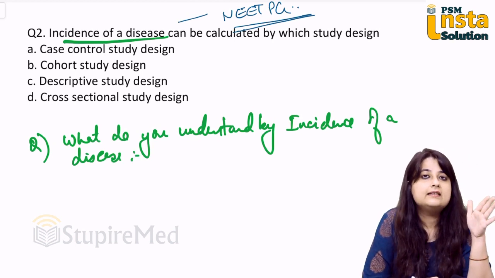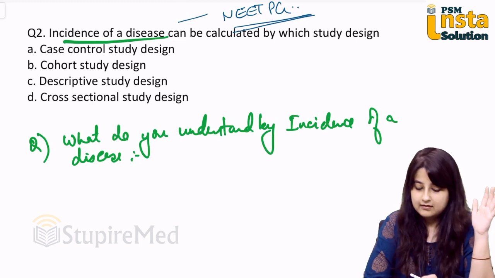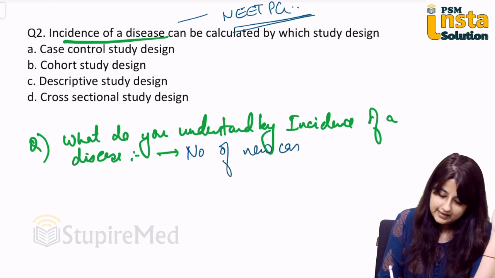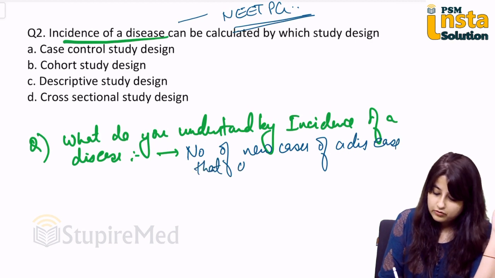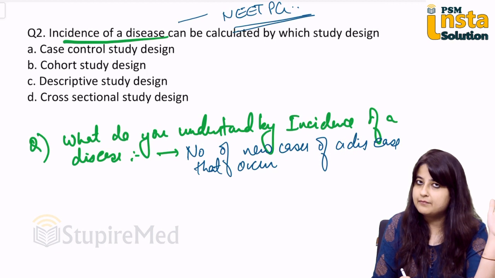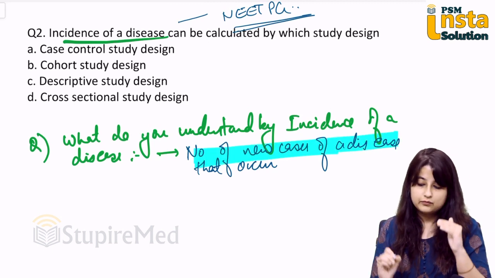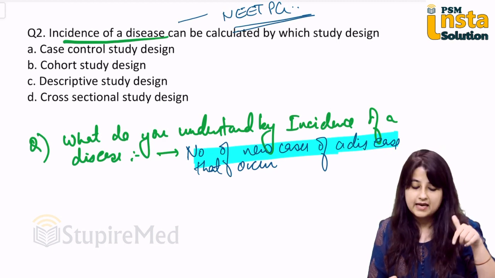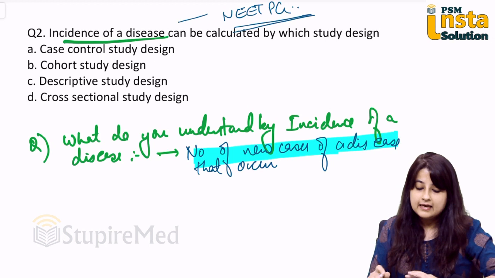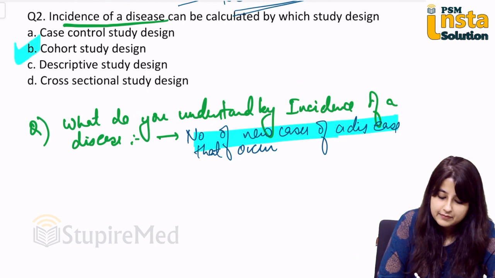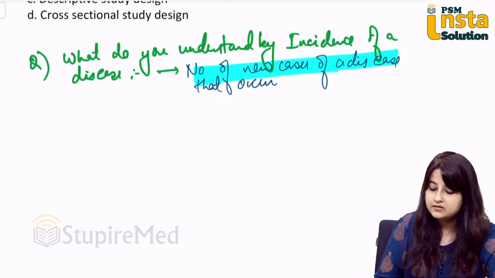It is nothing but the number of new cases of a disease that occur in a defined population at a given time. Just keep this in mind, that incidence is the number of new cases of a disease. Why did I ask you this? Because if you keep this in mind, you will be able to answer this MCQ. Now let us look at the study designs. The correct answer to this question is that incidence can be calculated by a cohort study design. Now let us look how.